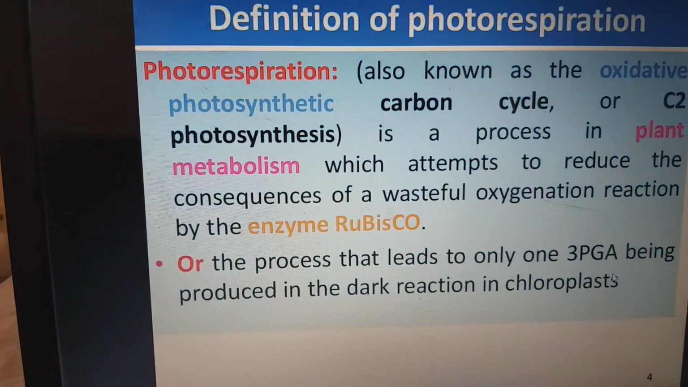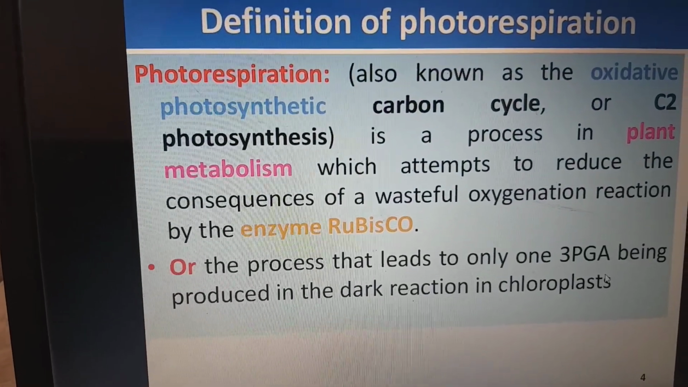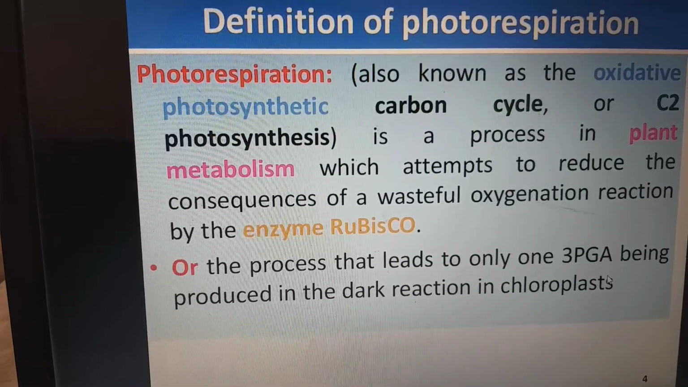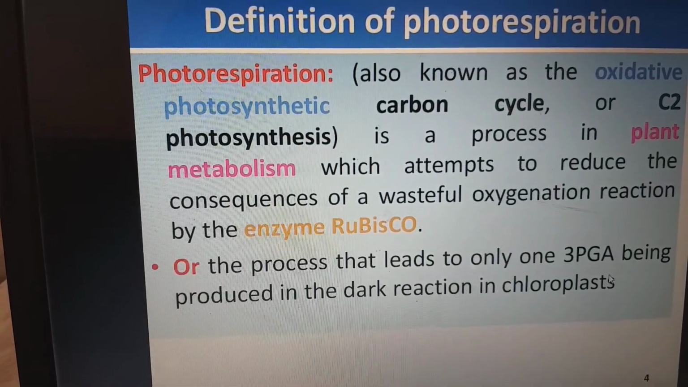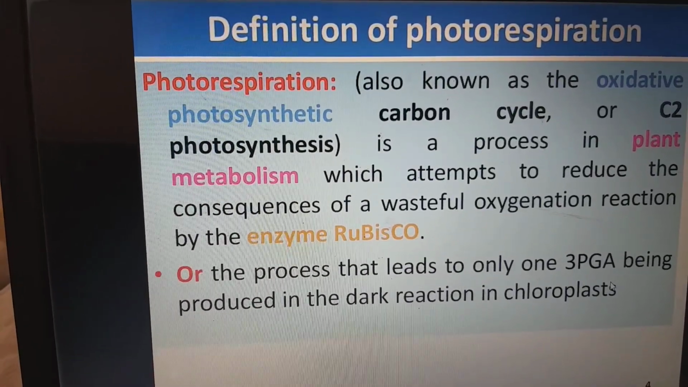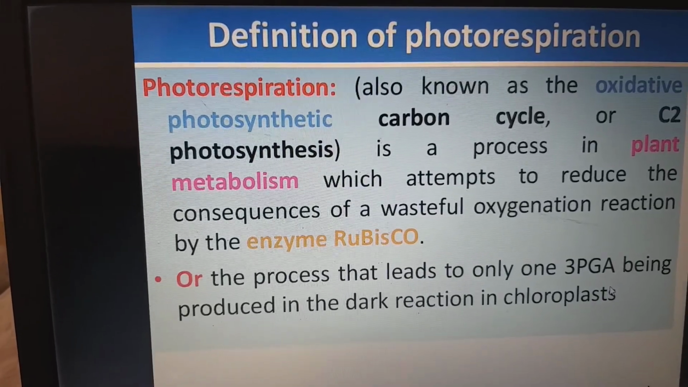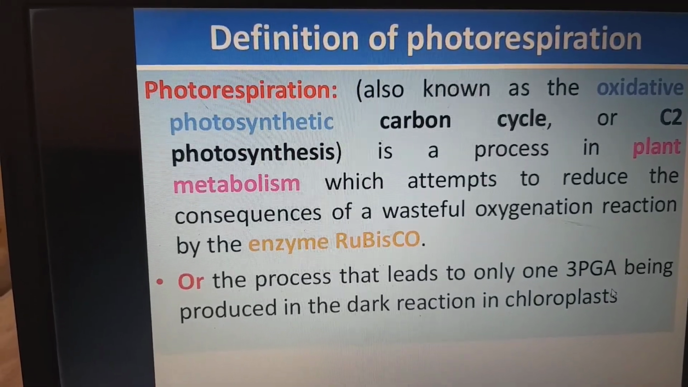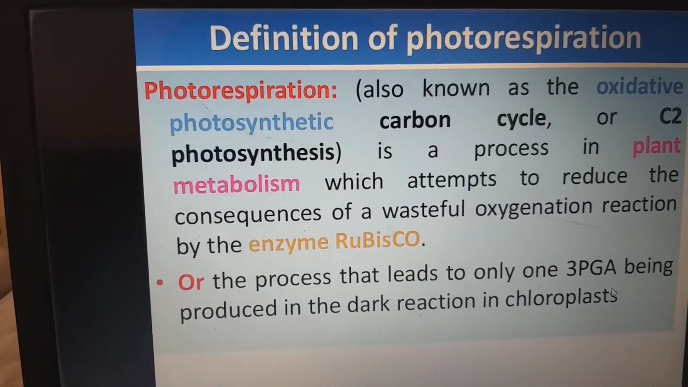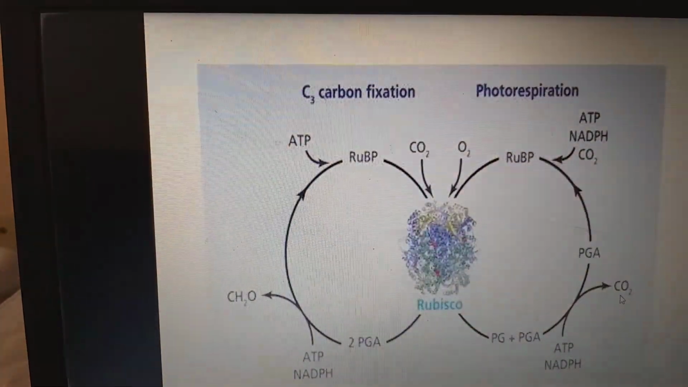Coming to the definition, photorespiration, also known as the oxidative photosynthetic carbon cycle or C2 photosynthesis, is a process in plant metabolism which attempts to reduce the consequences of the wasteful oxygenation reaction by the enzyme Rubisco, or the process that leads to only one 3-PGA being produced in the dark reaction in the chloroplast. Only one 3-PGA instead of two is being produced.